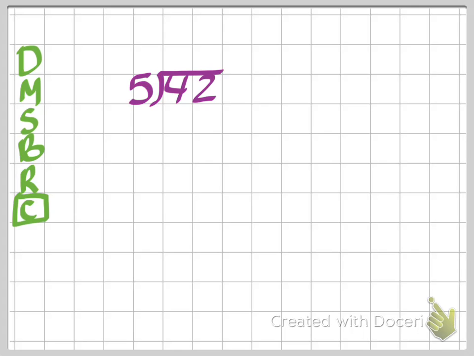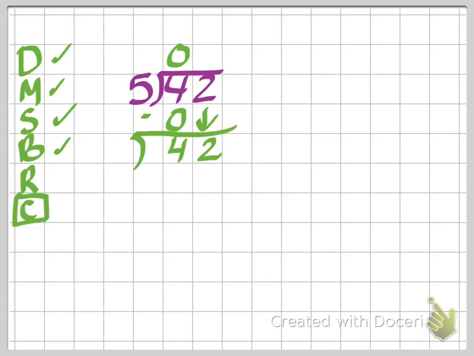So the first thing you do is you divide. You ask yourself, how many times does 5 go into 4? And that was 0. Check. Now you have to multiply. 0 times 5 is 0. Then you have to subtract. 4 take away nothing is still 4. Bring it down. Check. And then we have to repeat and do it all over again, because 42 is greater than 5.